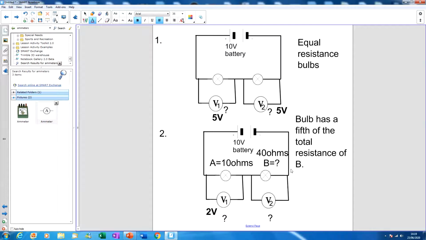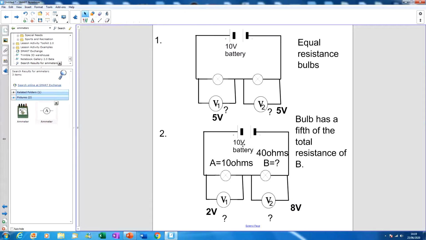And there's 2 ways to now figure out what the voltage V2 is. So if 1/5 of the resistance is across the first bulb A, then 4/5 must be across the other one, which is 4 times as much. So what's 4 times as much voltage as 2? Well, 2 times 4 is 8. So that's 8 volts.